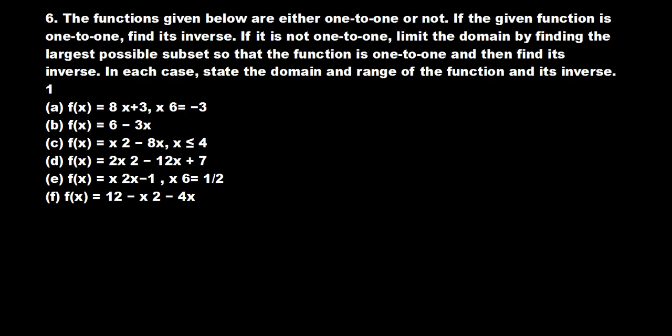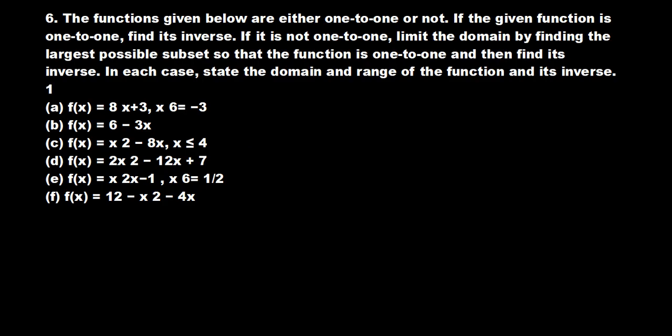Okay, so let's solve the last one just for this session, so that we can do the other ones in another session. We don't want the video to be very long and confuse you guys. Question 6 says the functions given below are either 1-to-1 or not. If the given function is 1-to-1, find its inverse. If it's not 1-to-1, limit the domain by finding the largest possible subset so that the function is 1-to-1, and then find its inverse. In each case, state the domain and the range of the function and its inverse.